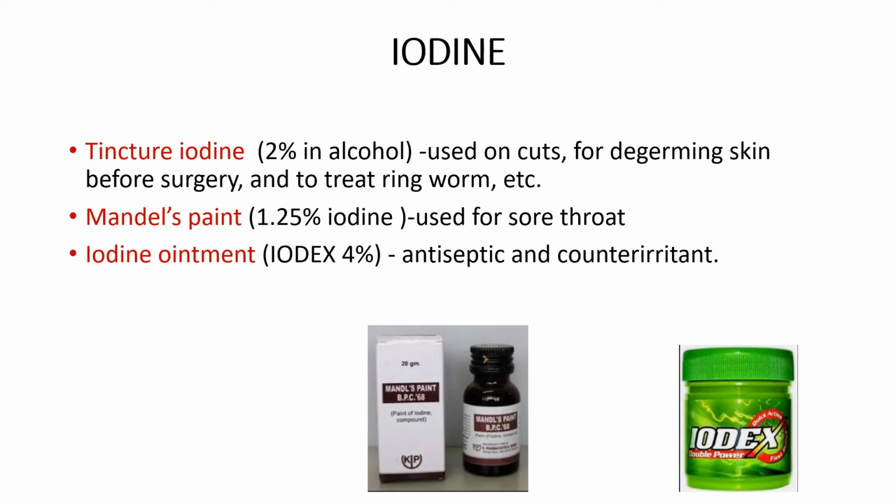Tincture iodine has 2% iodine in alcohol, which is used on cuts and for degerming skin before surgery, and also to treat ringworm. Okay, and Mandel's paint, it contains 1.25% of iodine. It is used for sore throat. Iodine ointment, the famous Iodex, contains 4% of iodine. It is used as an antiseptic and counter irritant.